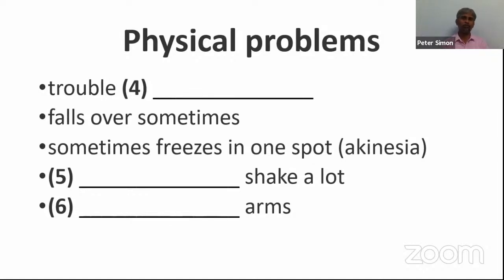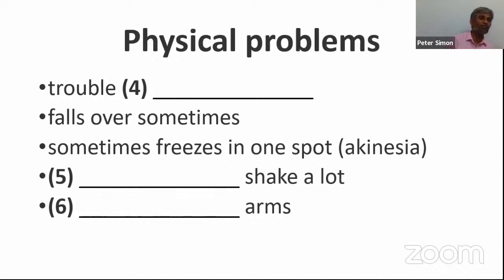Dash, shake a lot. Dash arms, dash, shake. Shake is a verb. So before that verb, something shake a lot. Shake, not shakes. Shakes is singular, adding an S. Hand, arm, shakes a lot. But arms shake a lot. So there is a plural. There is a plural, shake.